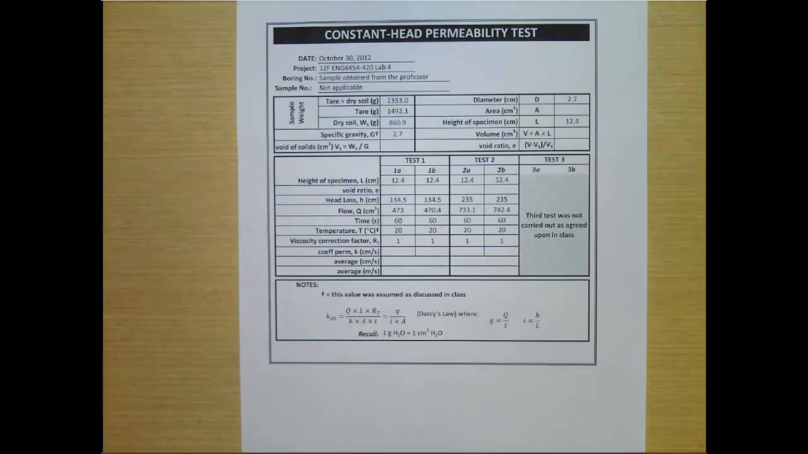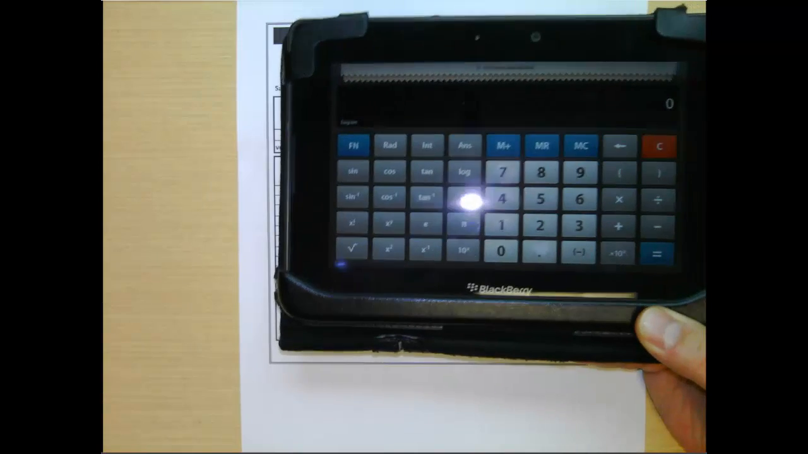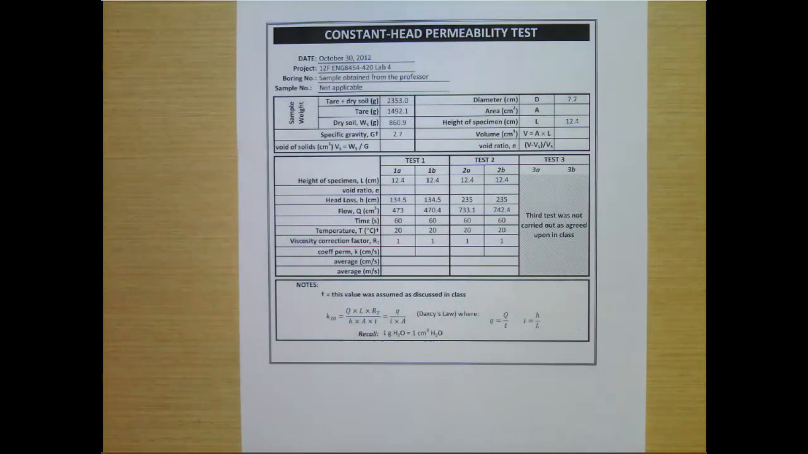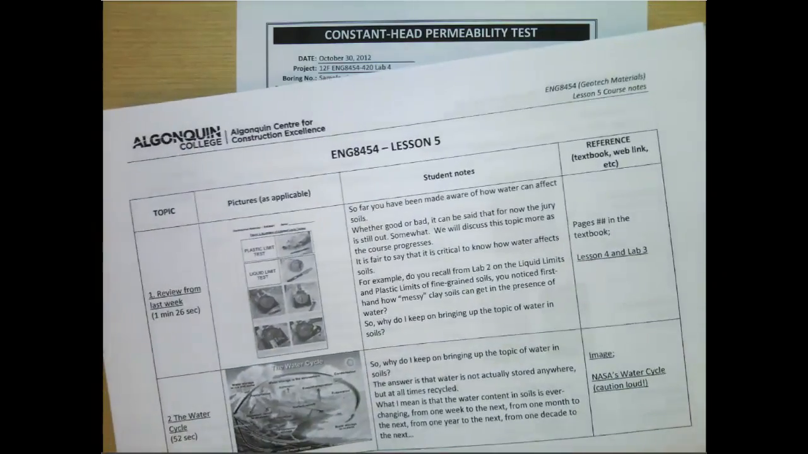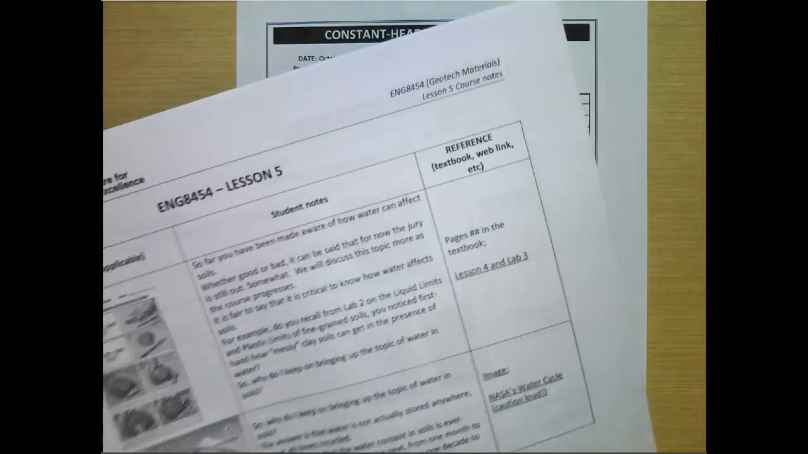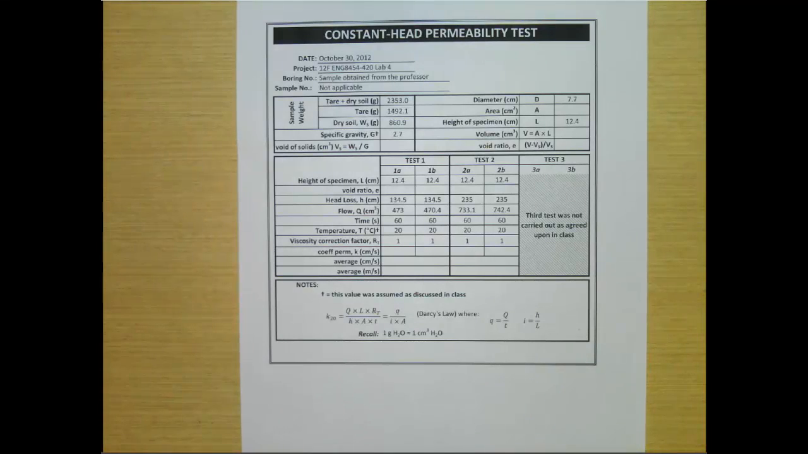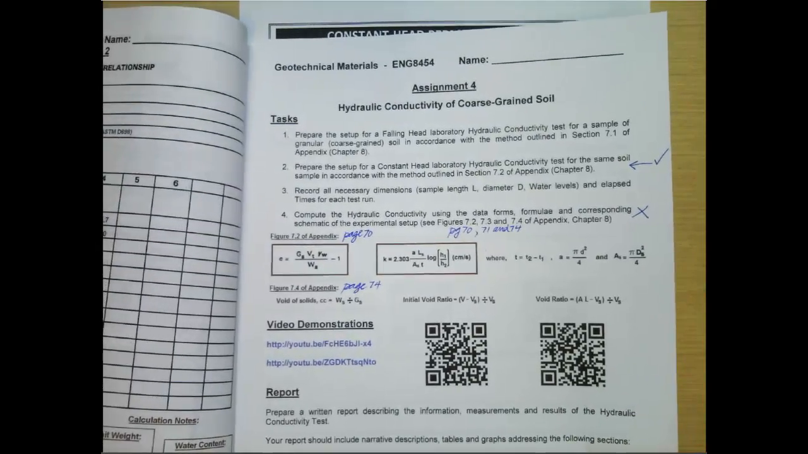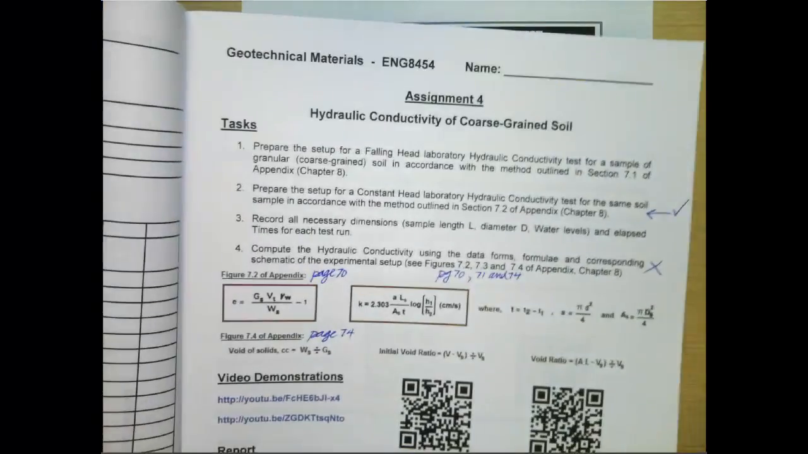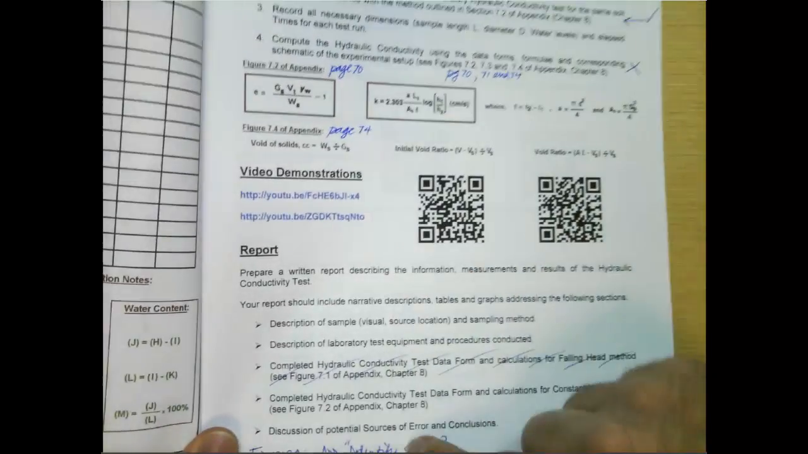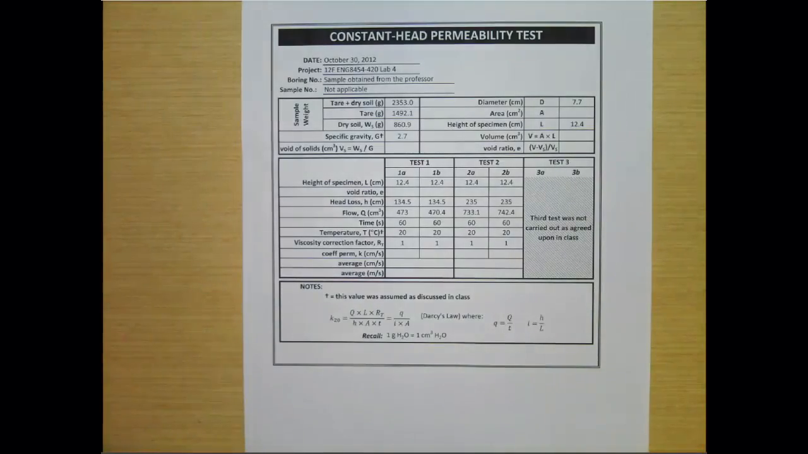In addition, to fill out this table, you will require some kind of calculator. I'm using my tablet in this case. A scientific calculator works best if you're not doing it in Excel, that is. Course notes. I've printed out the course notes. There's lots of good information here. I viewed all the videos. And of course, you should have by now your textbook because it has exactly what you need to do for this assignment, including the tasks, what to put in the report. Lots of good stuff in there.